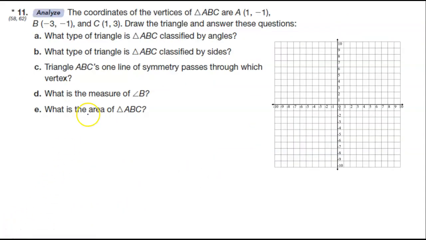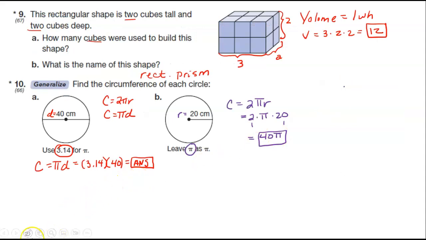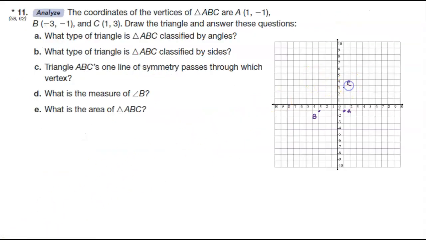Let's see. It says the coordinates of the vertices A, B, C are: A is 1, -1, which is right here, A. B is -3, -1, there's B. And C is 1, 3. Oh, okay, lovely. I don't know what happened there. Let's go back. There's C. I tried to make a dot. Draw the triangle. Cool. It's a right triangle. Draw the triangle and answer the questions.